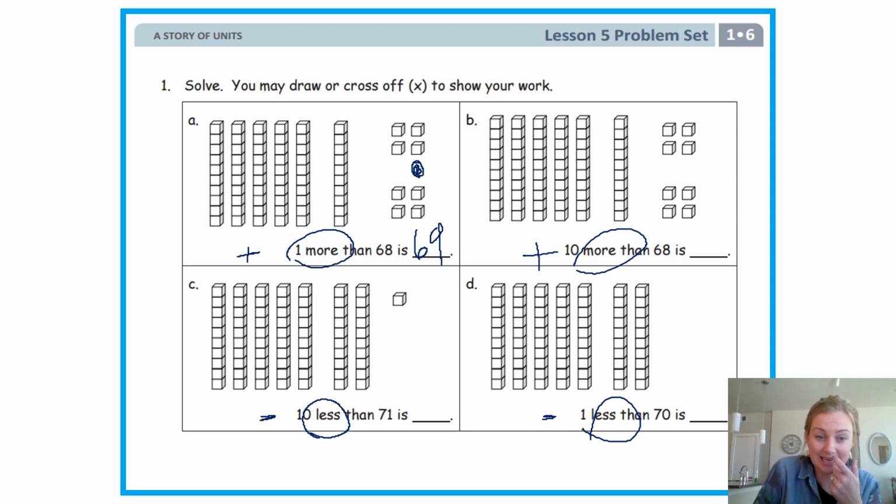Now let's do C, because this is a less problem. So now I want 10 less than 71. If I want 10 less, am I going to cross off this 1? No, leave the 1 there. I want to cross off the whole 10. So cross off a 10. Now I have 10, 20, 30, 40, 50, 60, 61. Great job. 10 less than 71 is 61.